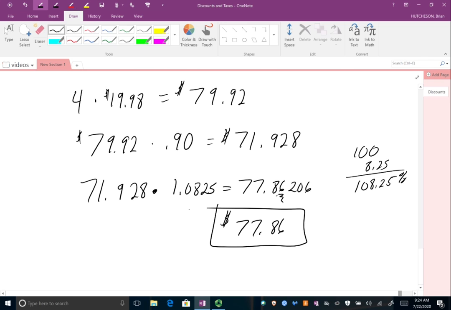So I got a 10% discount, but then I had to pay 8%, and 8% is less than 10%, so I'm glad that this guy is still less than my original $79.92. So I found out how much paint I had to get, what was the total cost of that paint, took my discount, applied my tax, and I owe Lowe's $77.86.